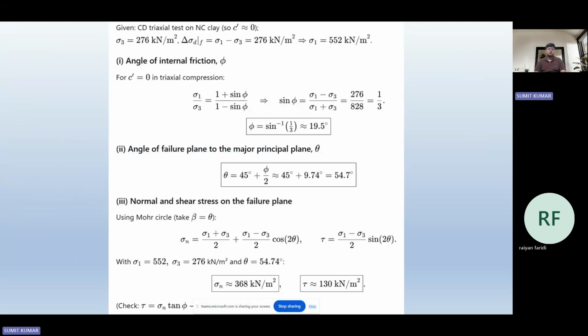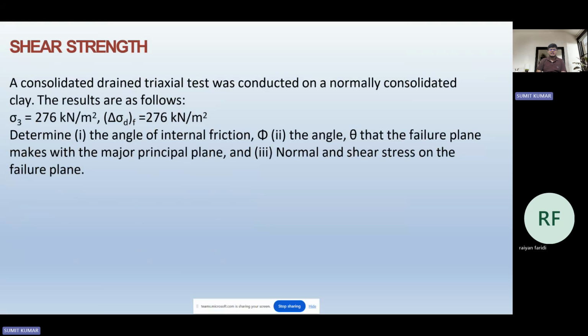Now, you know, the other equation is also there, that sigma 1 equal to sigma 3 tan square (45 plus phi by 2) plus 2c tan (45 plus phi by 2), but there is no cohesion, so consider c as 0. And you can also write sigma 1 equal to sigma 3 into (1 plus sin phi) by (1 minus sin phi), that is also equal to tan square (45 plus phi by 2). From here we can calculate the value of phi, which comes out to be 19.5, that is the value of the angle of internal friction. The second part of the problem asks for the angle theta that the failure plane makes with the major principal plane.